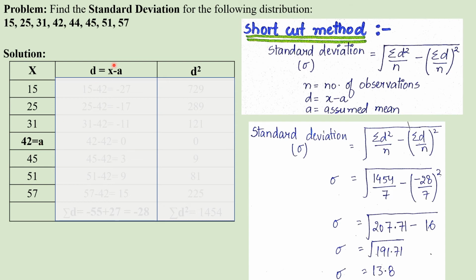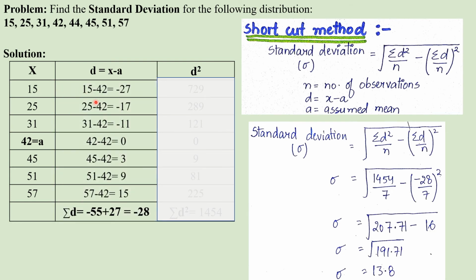Now find out d, which is x minus a. So 15 minus 42 is minus 27. 25 minus 42 is minus 17. 31 minus 42 is minus 11. 42 minus 42 is 0. 45 minus 42 is 3. 51 minus 42 is 9. 57 minus 42 is 15.